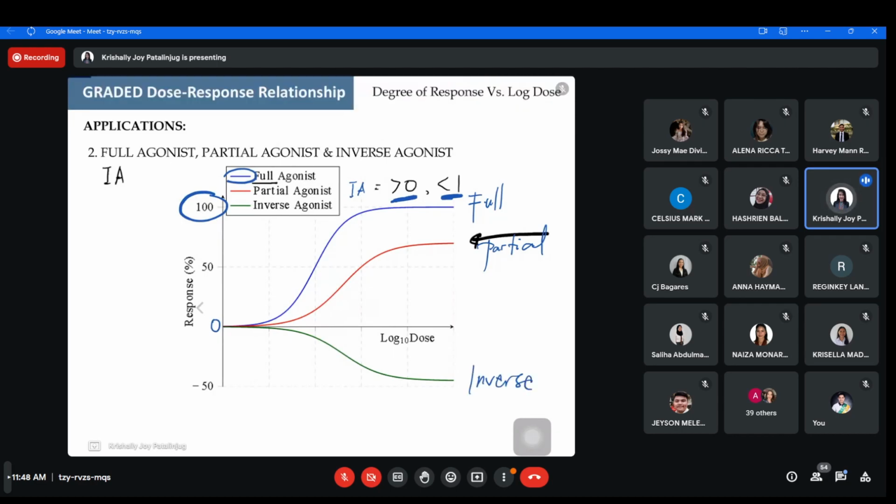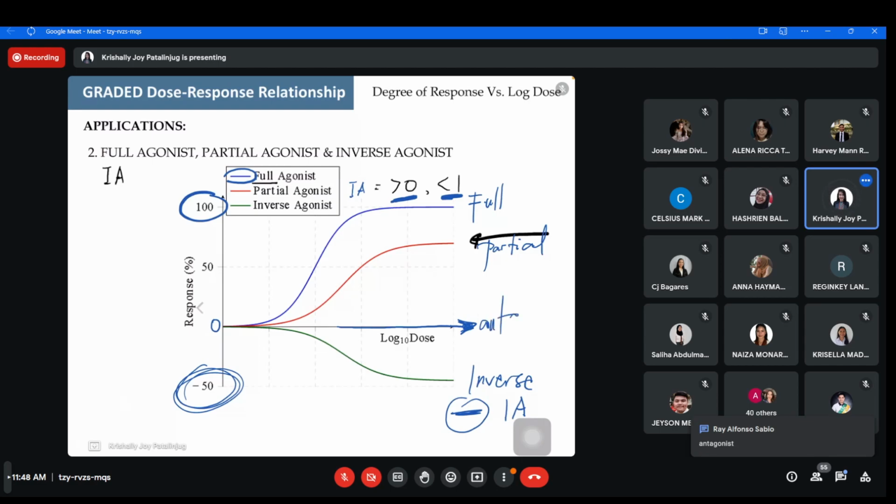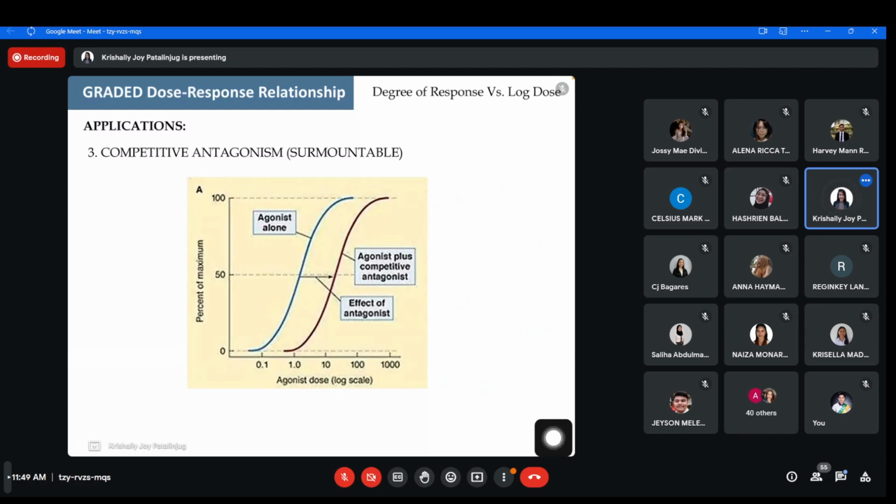Kaya sabi natin kanina, inverse agonist, negative yung intrinsic activity niya. Kaya tingnan yung curve sa plotted graph, baba ng 0, negative yung activity niya. Okay? Question, ano kaya yung nasa 0? Anong klaseng ligand? Okay, very good. Probably dito, antagonist, a neutral antagonist in particular. Okay. Next, another application of graded dose response relationship.